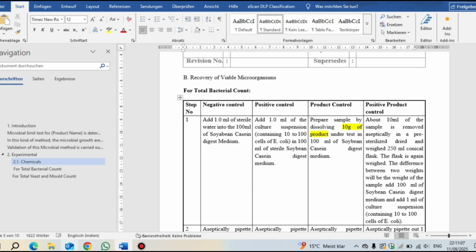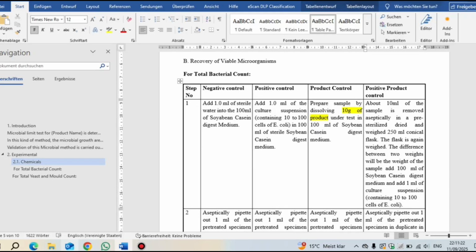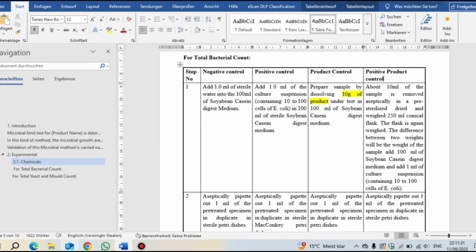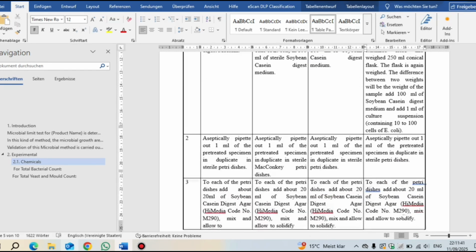In negative control, the first step is to add 1 ml of sterile water into the 100 ml of soybean casein digest medium. Likewise, in positive control, we also add 1 ml of the culture suspension containing 10 to 100 cells of E. coli in 100 ml of sterile soybean casein digest medium. In product control, prepare sample by dissolving 10 gram of product under test in 100 ml of soybean casein digest medium. Here 10 gram of product is common for all the products.